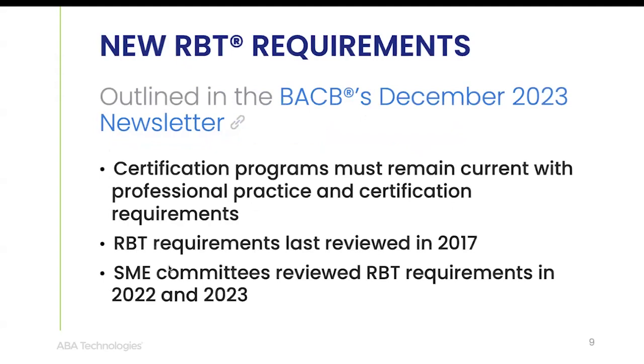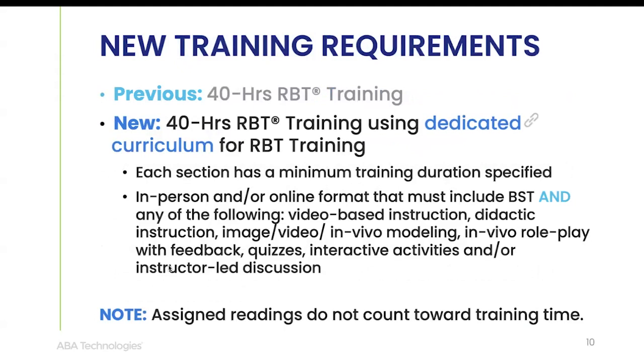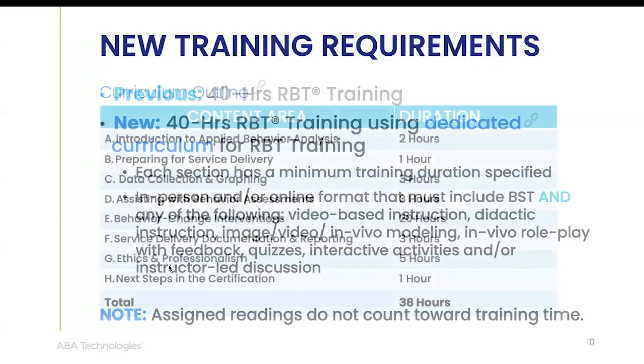And I'm only pulling the changes that are relevant to the training curriculum. So in the 2023 newsletter, the BACB announced that there were going to be changes implemented at the start of 2026. And then subsequent documentation had information about things like changes in the number of hours of training and how they get allocated. So it's still a 40-hour training, but now it's dedicated to different sections within a curriculum outline.